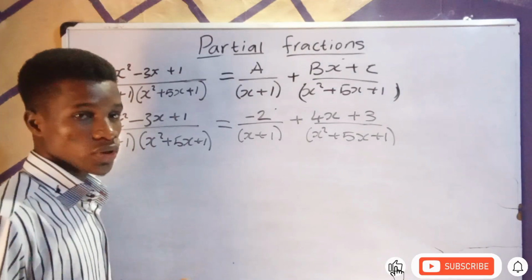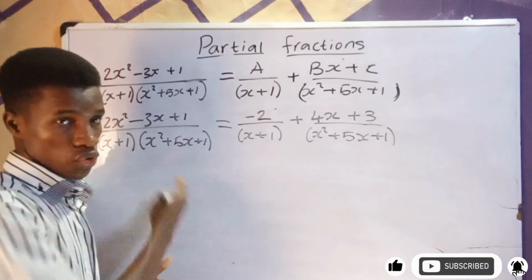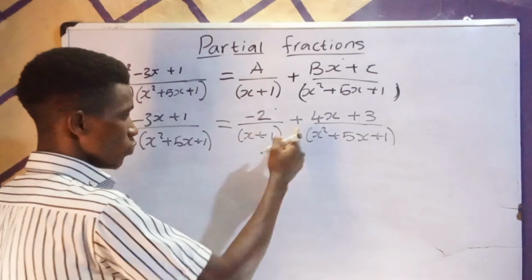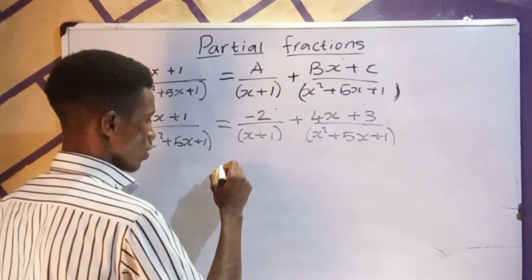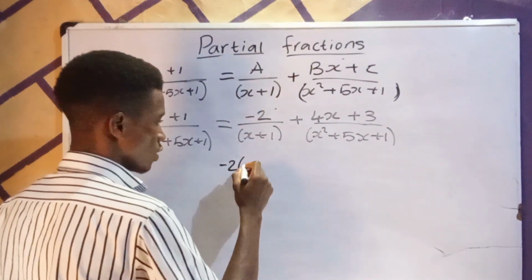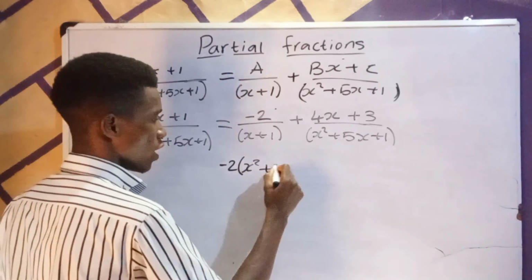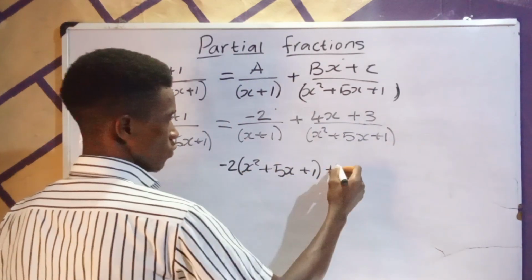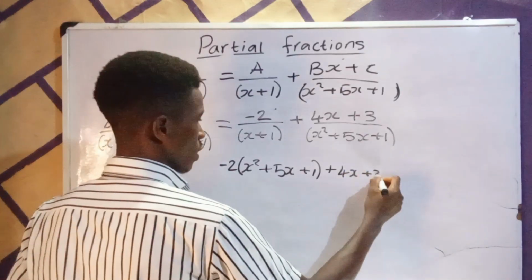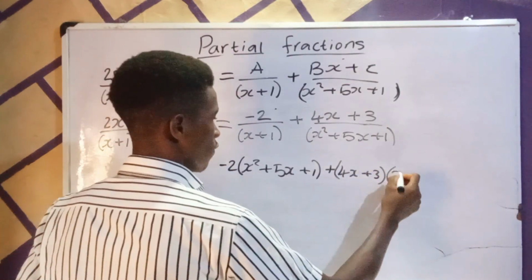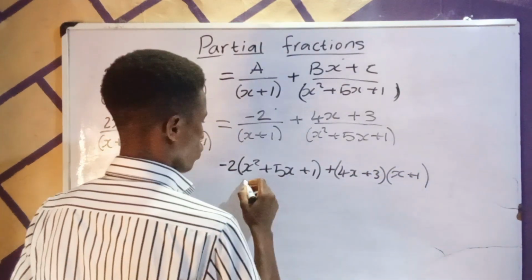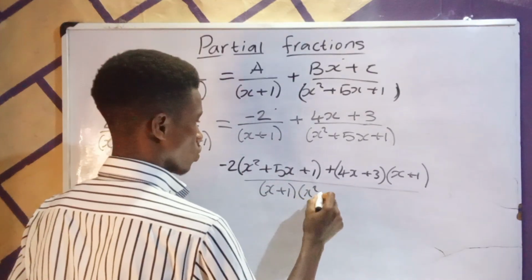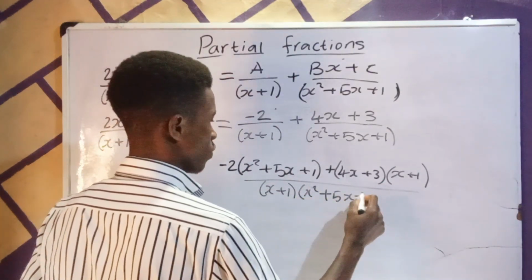So we can actually proceed to verify if this is the correct solution, like we did in the previous video. When we take the LCM, we have minus 2 brackets x squared plus 5x plus 1, plus this one will be 4x plus 3, then here we have x plus 1. So this is over x plus 1 times x squared plus 5x plus 1.